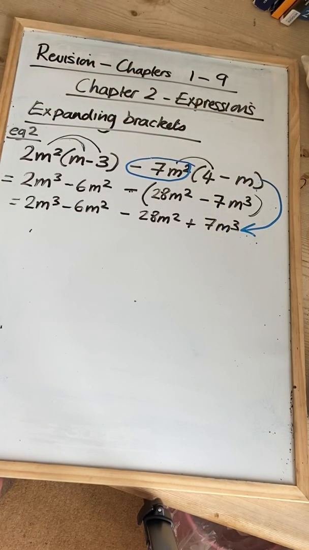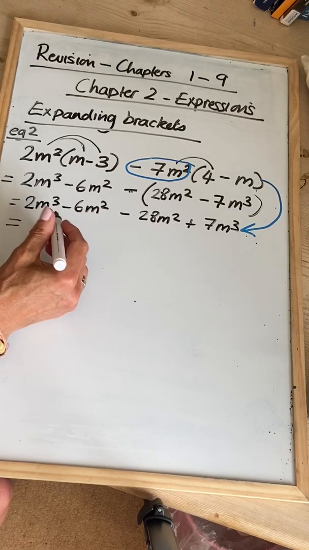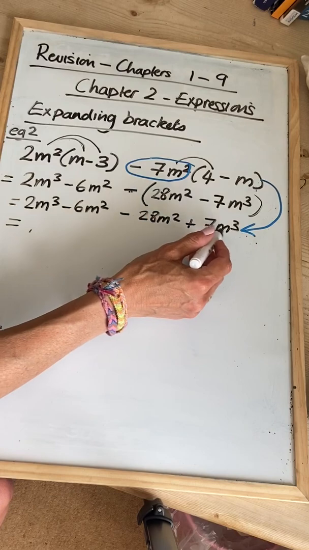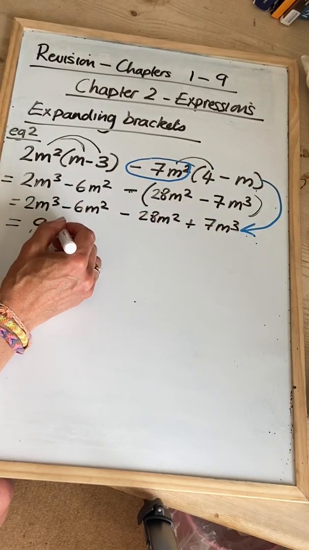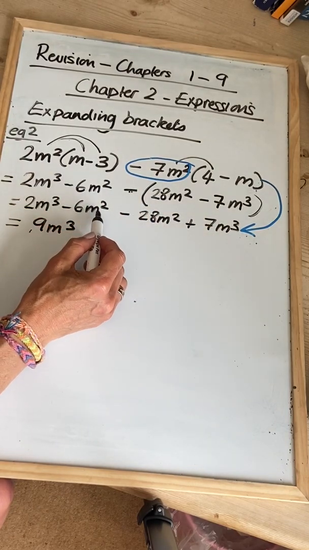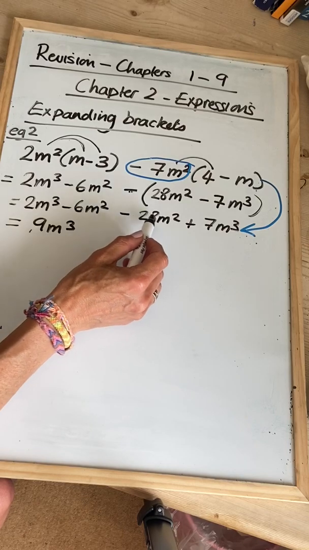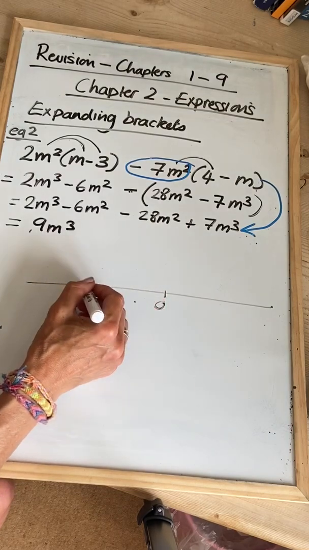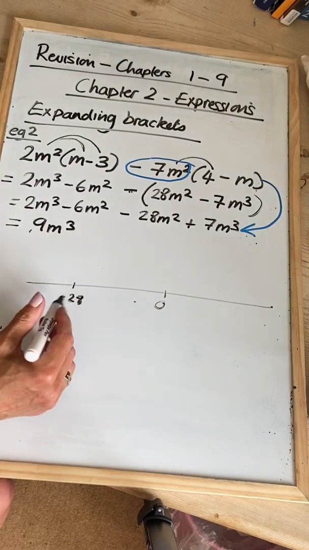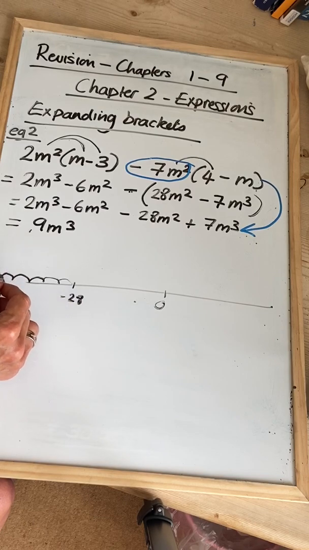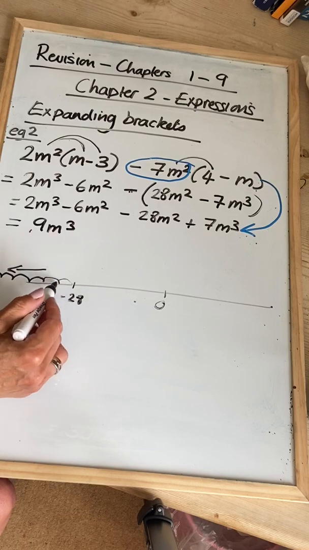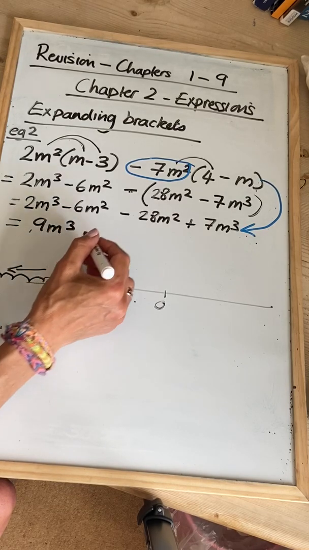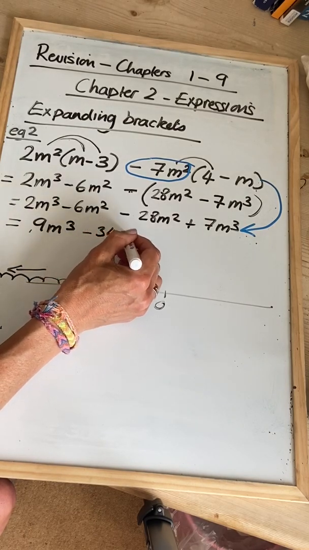And then the final stage is to simplify. Again, we must always simplify at the end. How many m cubes have I got? I've got 2m cubes and 7m cubes, so 9m cubes altogether. Minus 6m squared and minus 28m squared. So there's 0. I'm at minus 28 on the number line, and I'm taking off another 6. So I'm going in the negative direction. Minus 28 minus another 6 gets me down to minus 34m squared.